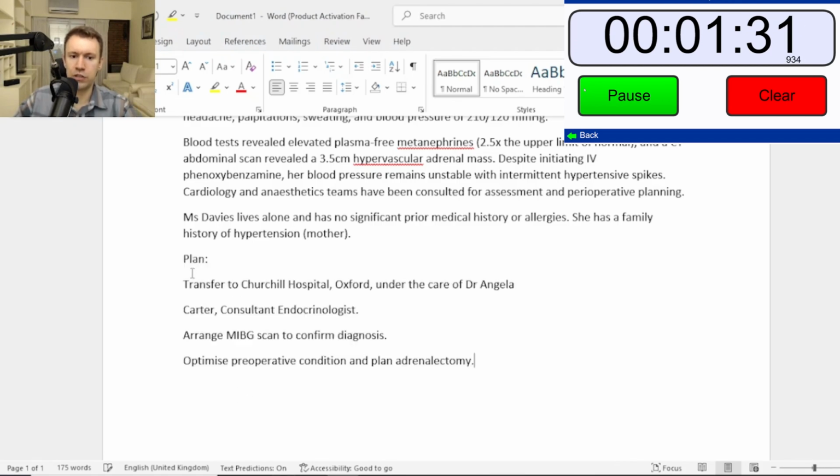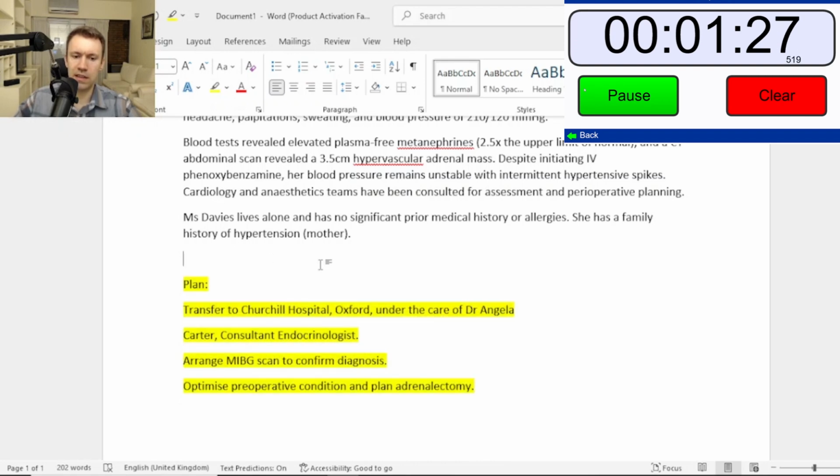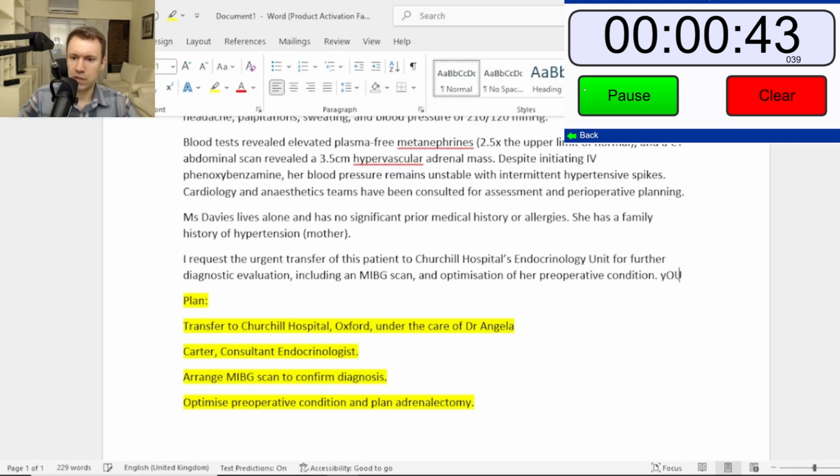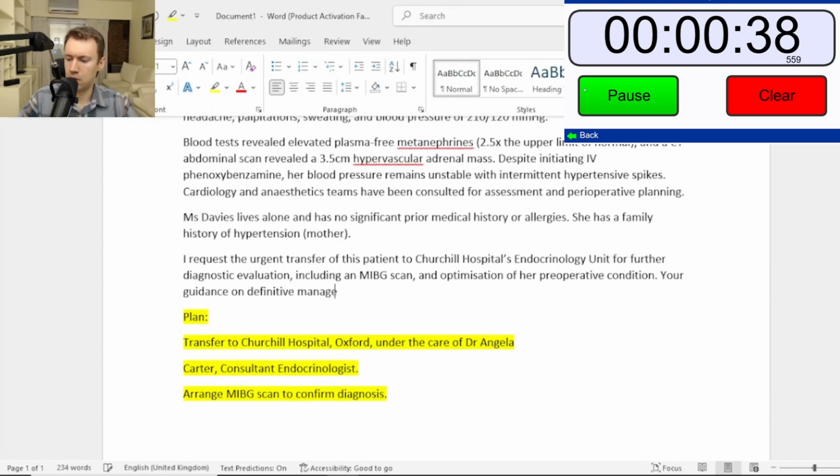And of course we're going to use very polite language in order to make a request of our colleague, the consultant endocrinologist. So we could write, I request the urgent transfer of this patient to Churchill Hospital endocrinology unit. And what is it that we want? Well, we want further diagnostic evaluation, including an MIBG scan, and also optimization of her preoperative condition. Okay, and then we'll say your guidance on definitive management, including adrenalectomy planning, would be greatly appreciated.